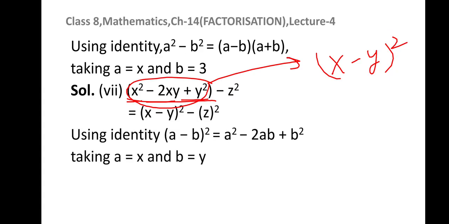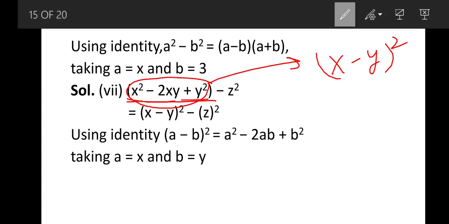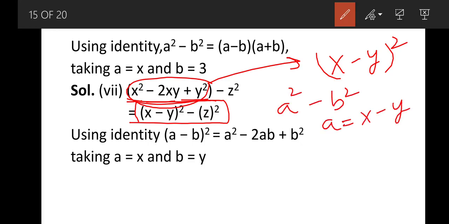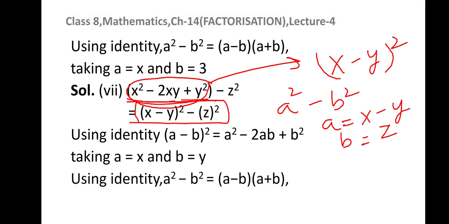This is what I told you. Now if you analyze this step, these two are perfect squares and their difference is given to us. Now which identity will we be applying? Third identity, that is a square minus b square. Now a here is equal to x minus y, b here is equal to z. Using identity number 3, a square minus b square is equal to a minus b, a plus b, taking a as x minus y, b as z. This is what I explained.